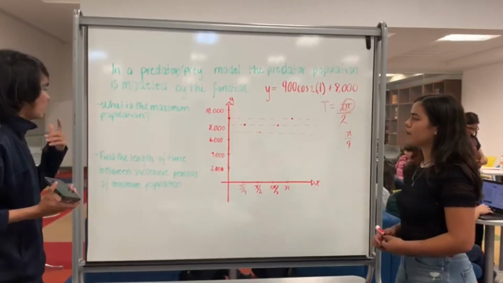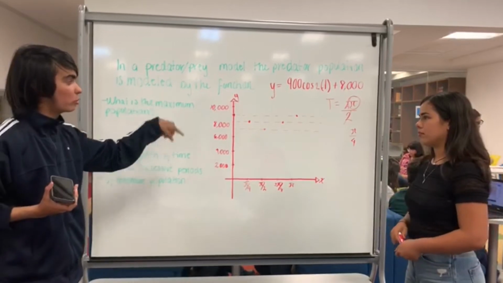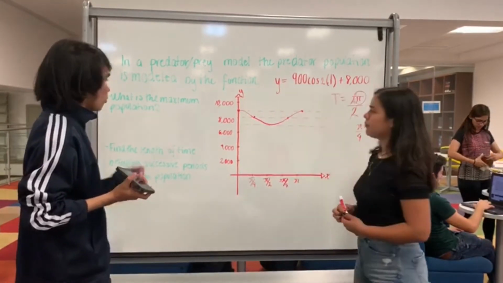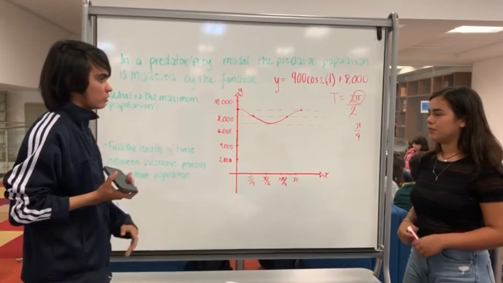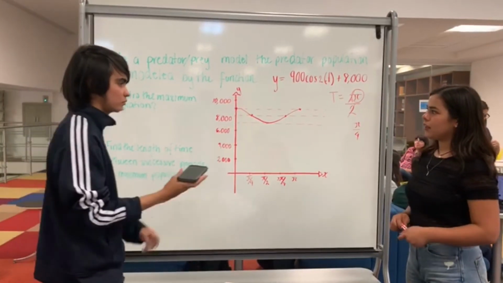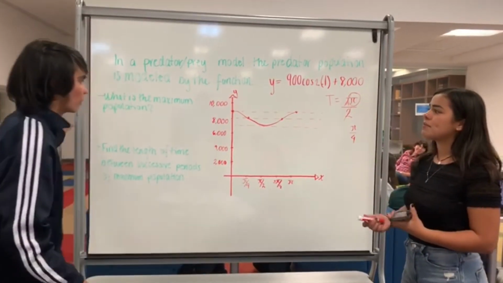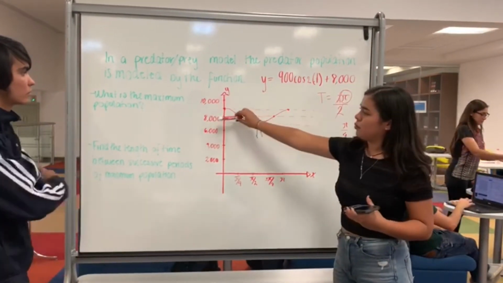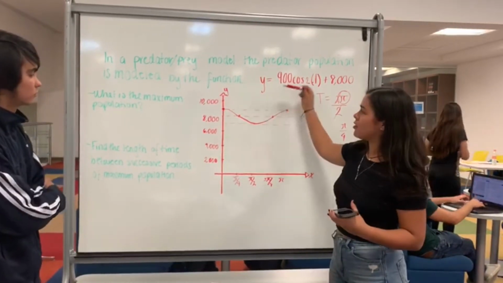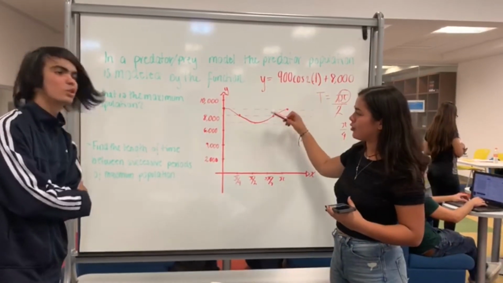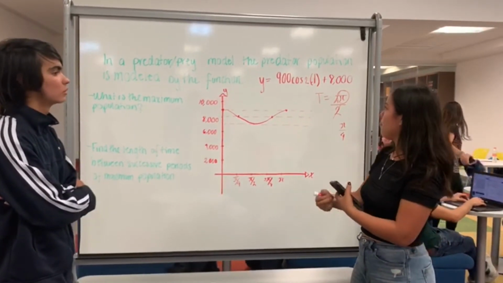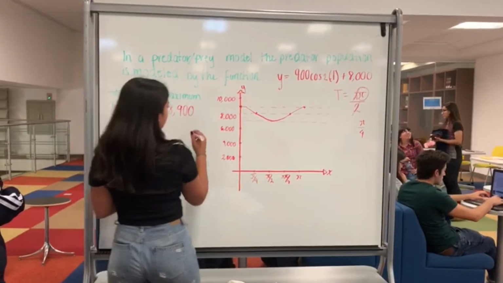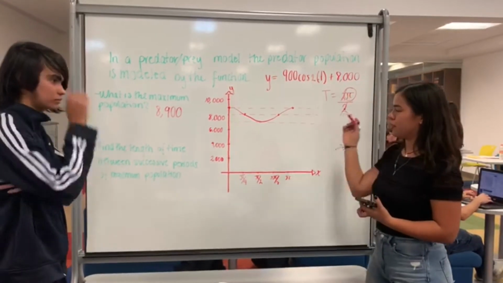So with this we can already completely graph the function, and with this we can already get the two pieces of information. Well, the answer for the first one, what is the maximum population, will be this: the main axis is 8,000, plus the amplitude, that is 900. So we add them, and the result will be 8,900. That will be the maximum population of the creatures.